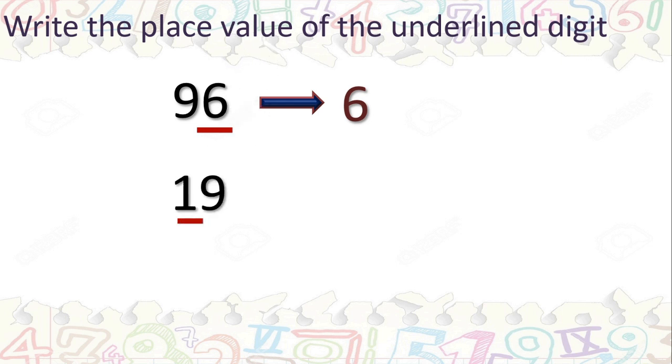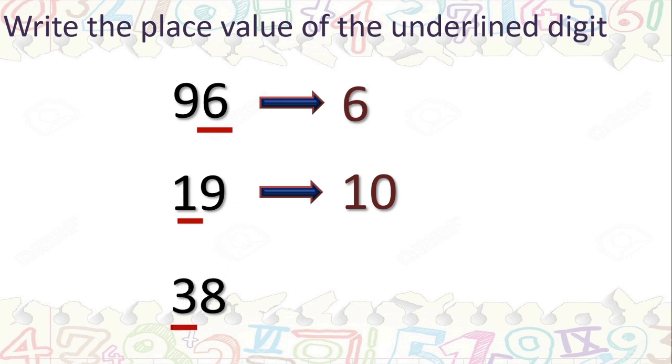Next number is 19 and 1 has the underline and 1 is in tens place. So the place value of 1 is, yes, 10. Very good. Last number 38 and 3 has the underline and 3 is in tens place. So the place value of 3 is 30. Got this?